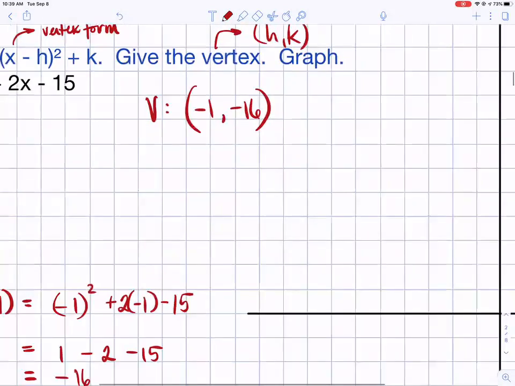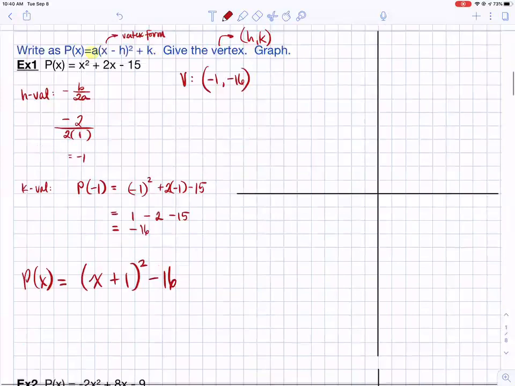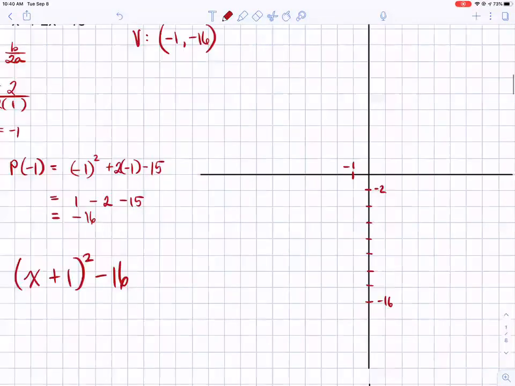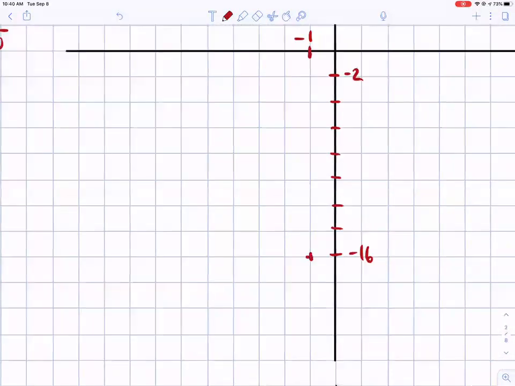Okay, so we're supposed to graph. Let's go left 1 and down 16. I don't know that I have 16 blocks here, so I'm going to go by 2s. Okay, so here's my left 1. 2, 4, 6, 8, 10, 12, 14, 16. I'm going to put my vertex.